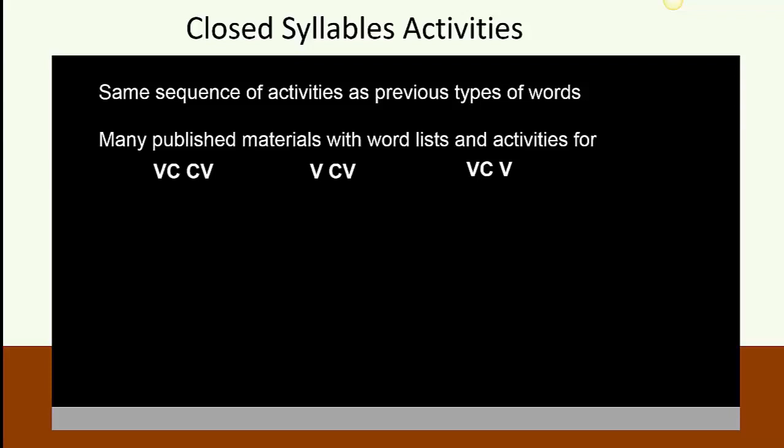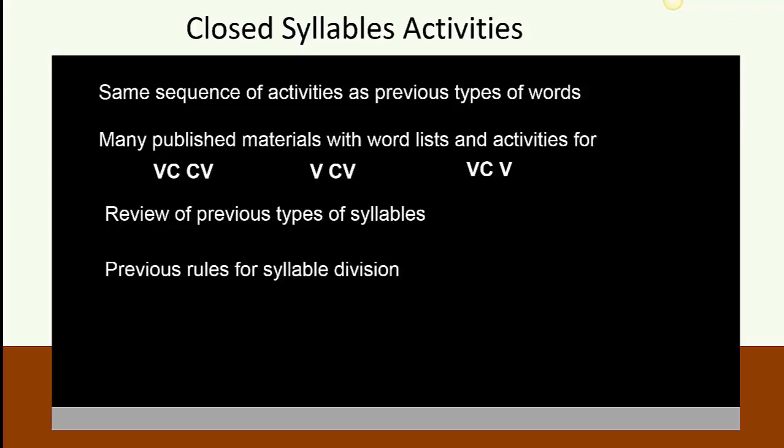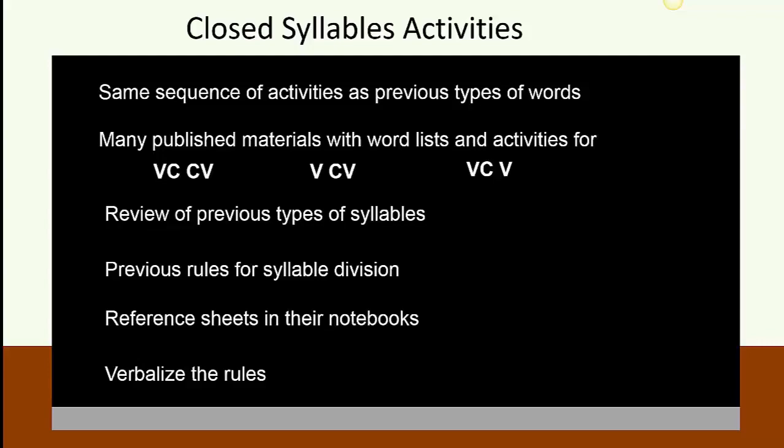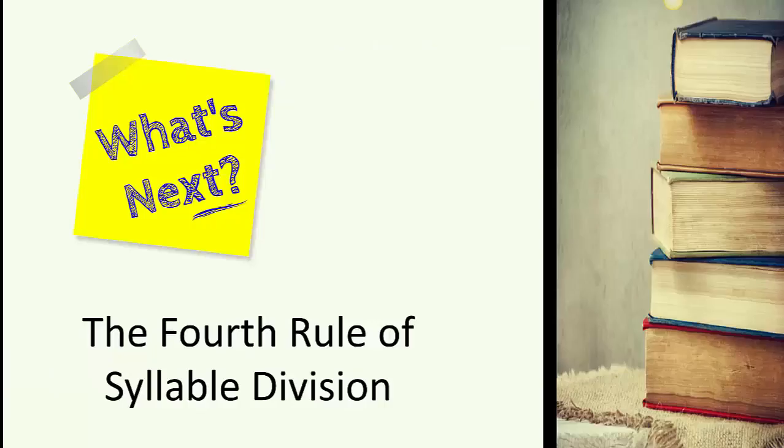There are many published materials with lists of words and activities for the VCCV, V/CV, and VC/V patterns. As always, there should be a review of previous types of syllables and previous rules for syllable division, and ample chance for students to find the reference sheets in their notebooks and verbalize the rules. What's next? The fourth rule of syllable division.